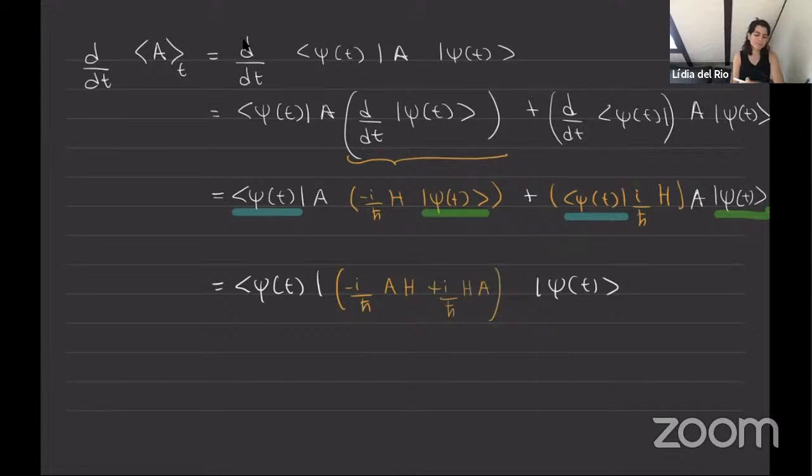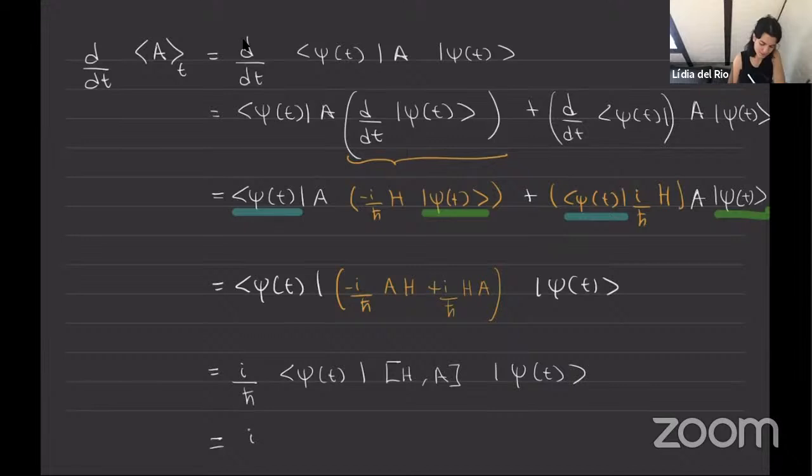Okay. i over h bar is just a constant, so we can take it out of this. And then what we're left with is what? Well, we're just left with HA minus AH, right, because of this minus sign. And that's just a commutator between H and A. Okay, that's HA minus AH. So this whole thing is i over h bar.